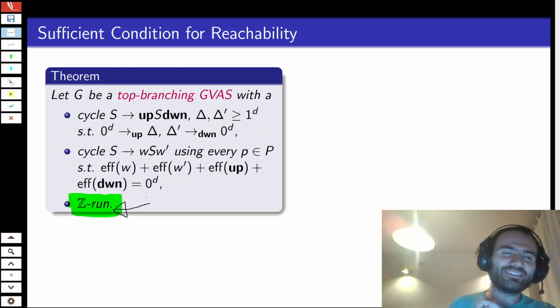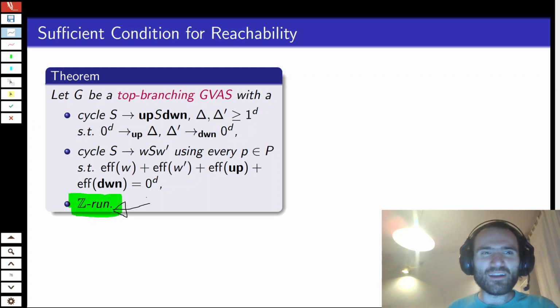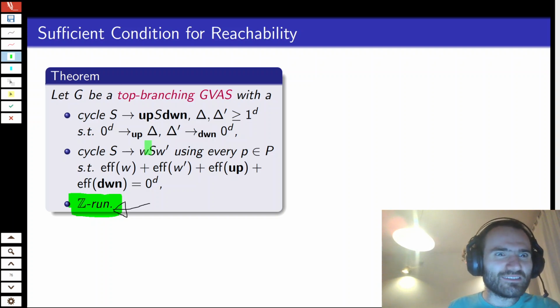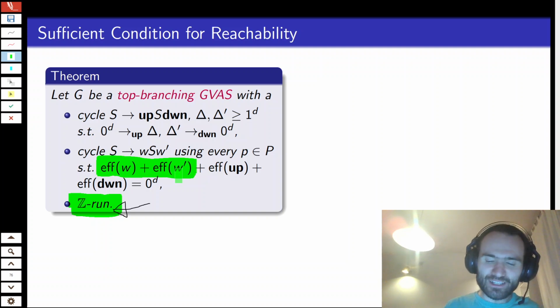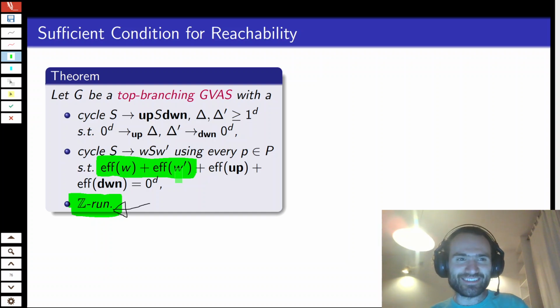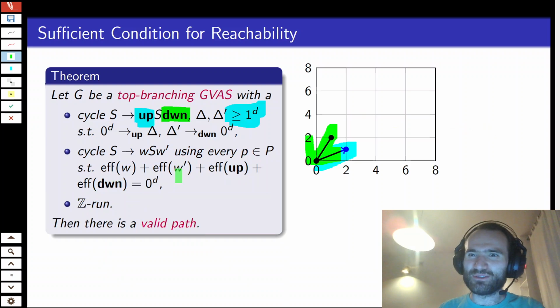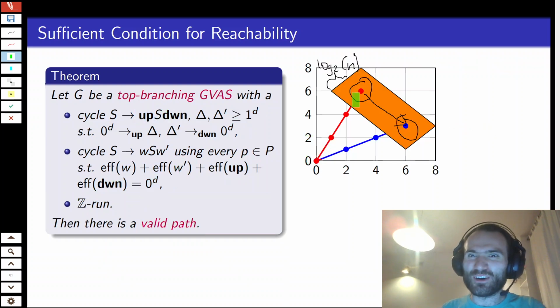Z-run, meaning it has the effect 0. And then, if this has effect 0, then by this equation, using n times W and W prime will exactly cancel out the up and down as well. So in total, we know that these actually sum to the required path from red to blue.